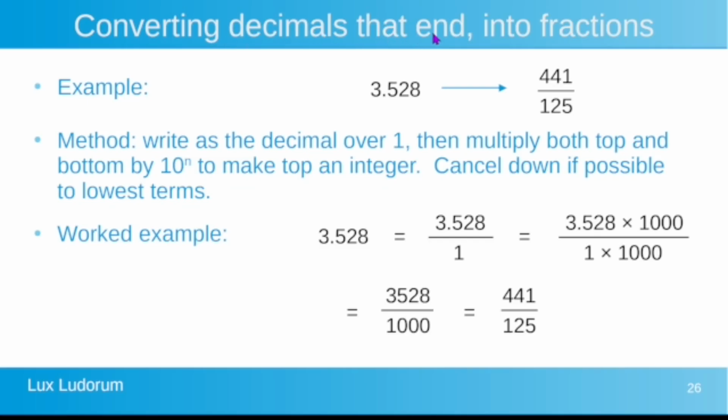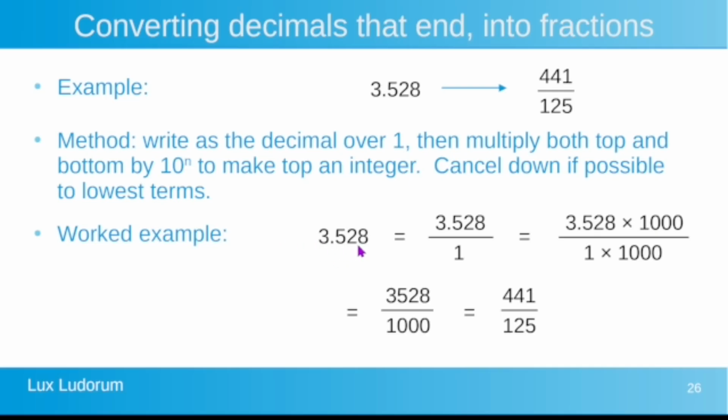Converting decimals that end into fractions, these are the finite ones. For example, 3.528, no recurrence there. What we do is we write the decimal as a fraction over 1, and then multiply the top and bottom by 10 to the power of n, or that's 10, 100, 1,000, 10,000, whatever we need, to make the top into an integer, and then cancel down, if possible, to lowest terms.